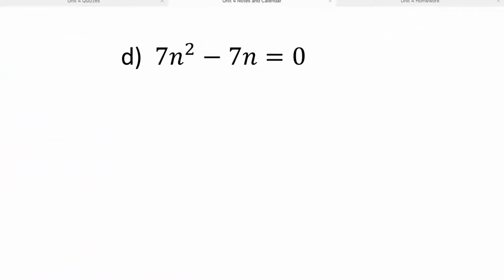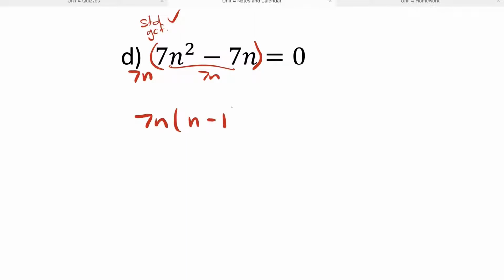Next, standard form, check. Greatest common factor. There is a greatest common factor. So what is that greatest common factor? We can take out a 7 and we can take out an n. So we'd have 7n, and what's left in our parenthesis would be n minus 1.